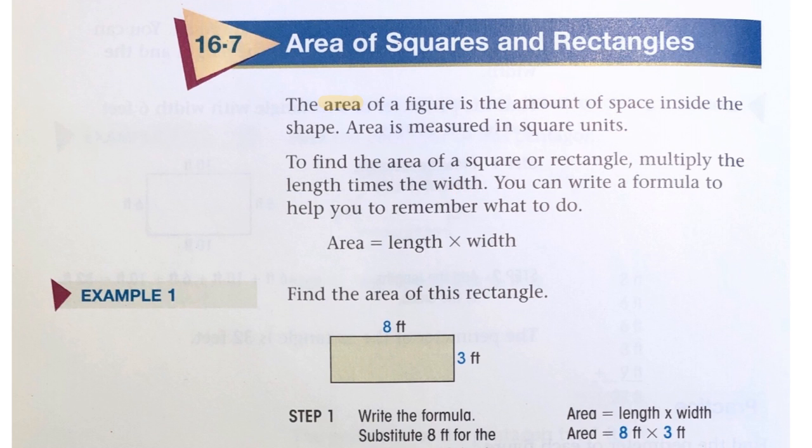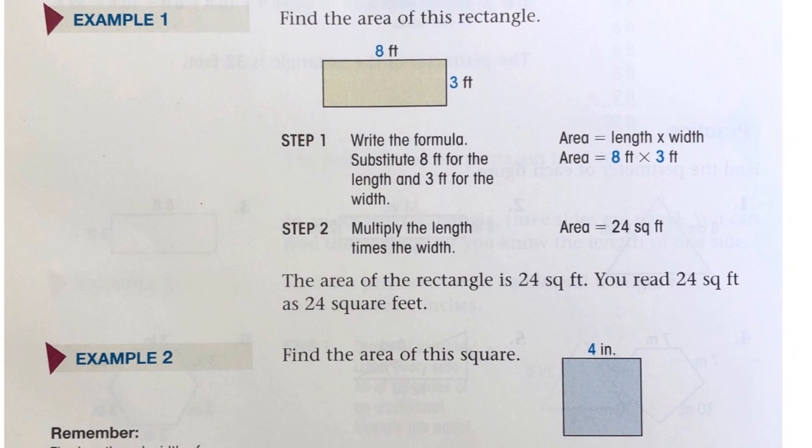You can write a formula to help you remember what to do. To get the area, multiply the length times the width. For example, find the area of this rectangle. 8 feet for the length and 3 feet for the width.